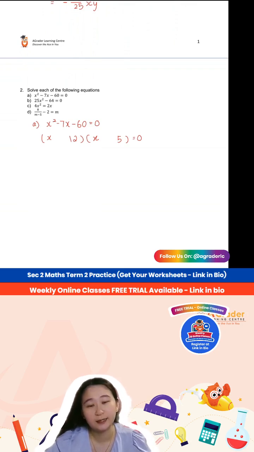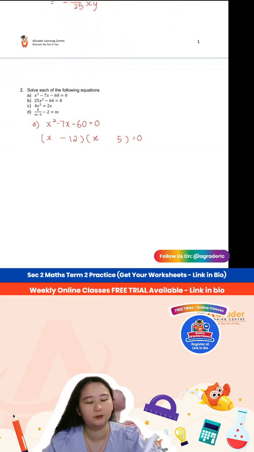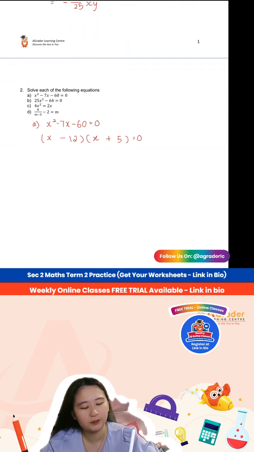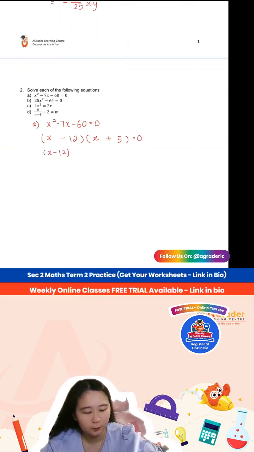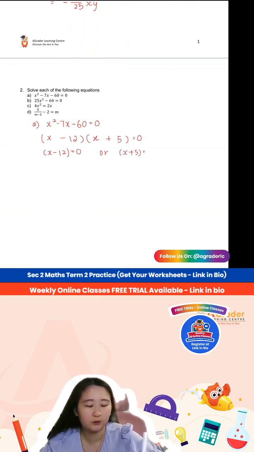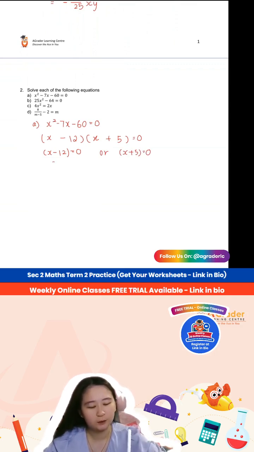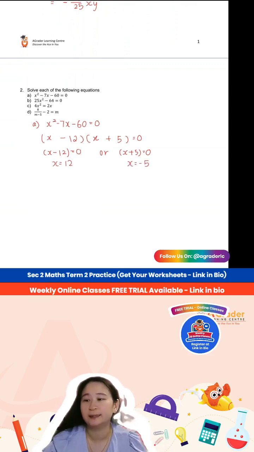So 7x is negative, so we want the bigger number to be negative, the smaller number to be positive. Then using the zero product principle, our x minus 12 equals to 0, or x plus 5 equals to 0. So our x equals to 12 or our x equals to negative 5.